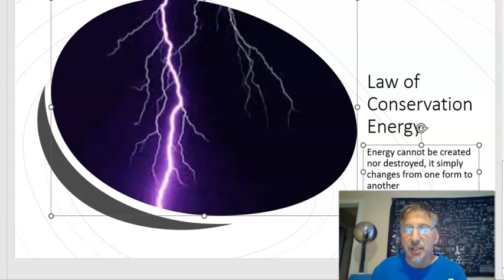But the answer is actually there's the same amount of energy. While there's more electrical energy now, energy existed in different forms back then. It just simply changed from one form to another. So that leads me into the next thing that we're going to talk about, the law of conservation of energy. And what that says is energy cannot be created nor destroyed. It simply changes from one form to another.